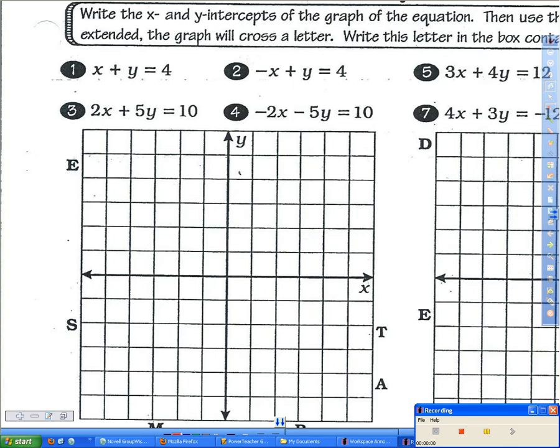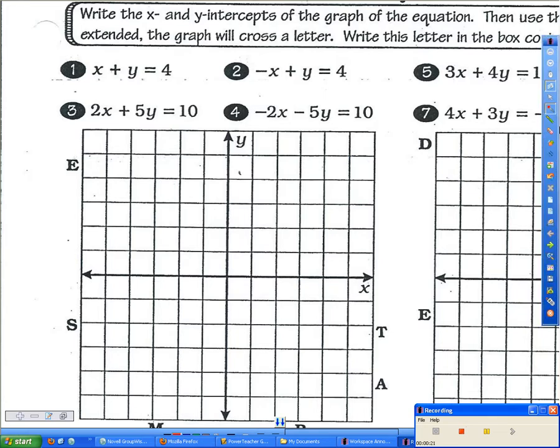Tonight's homework assignment comes from the two puzzle pages, and the first one looks like this. The directions say to find the x and y intercepts of each equation and use those to graph that line on this coordinate plane. So these first four equations go with this first coordinate plane. The next set of four goes with the second coordinate plane.